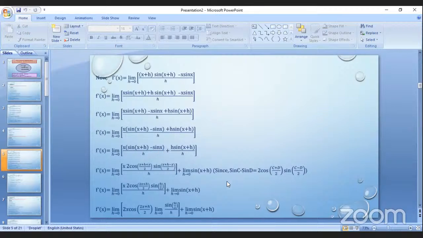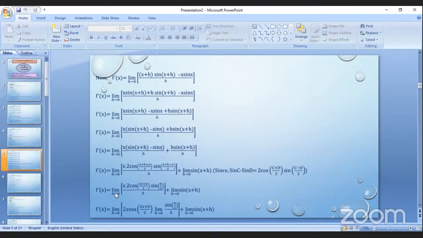Now, after applying the formula, here x is as it is. 2 into cos((C+D)/2): what is C? x+h, plus D, what is D? x, so (x+h+x)/2, into sin((C−D)/2): what is C? x+h, minus D, D is x, so (x+h−x)/2, whole by h, plus limit h tends to 0. Here h gets cancelled: limit h tends to 0 of sin(x+h). Right?